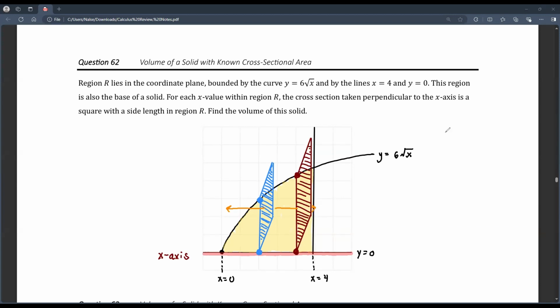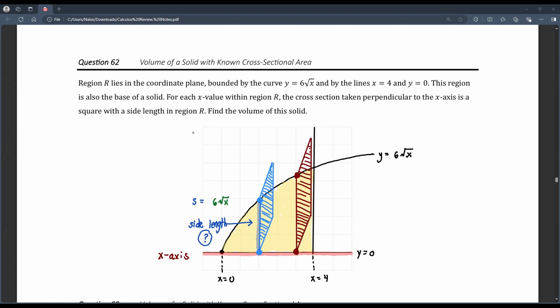So, how can we write the area rule for these square cross-sections? From our diagram, we can see that the vertical line in the region represents a side length of the square. This side length amounts to the distance between the x-axis and the curve, which, in turn, is simply the y value of the curve, or 6 root x.